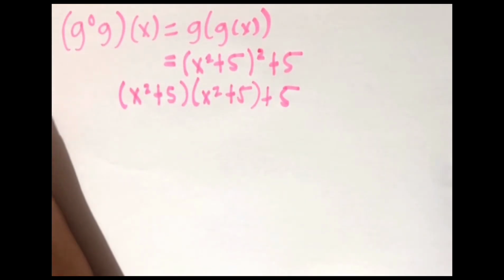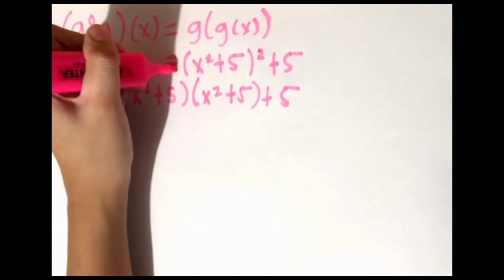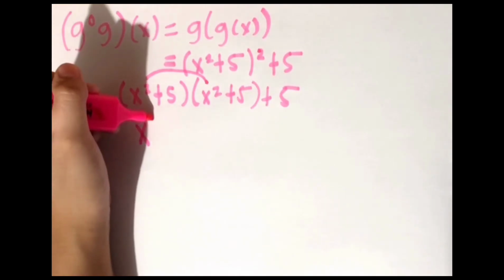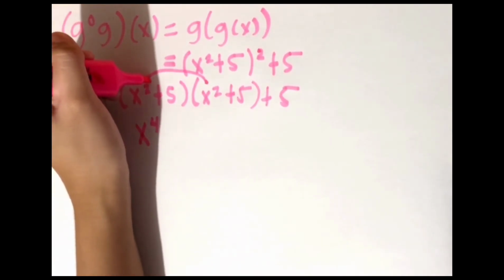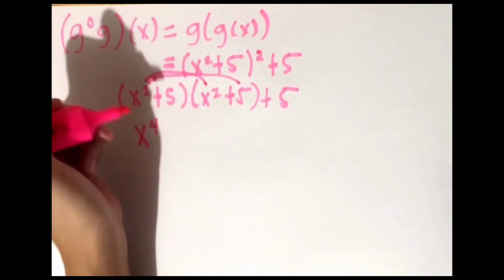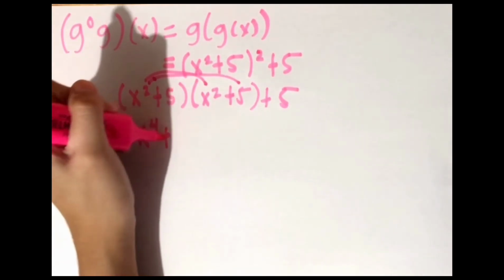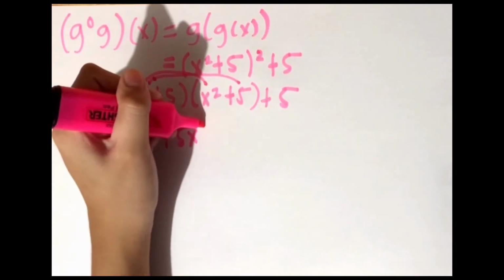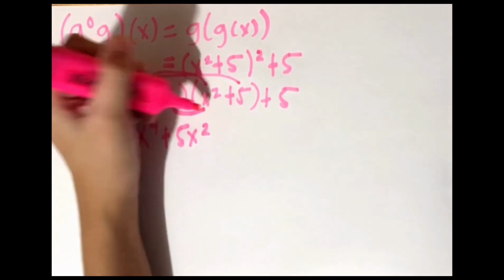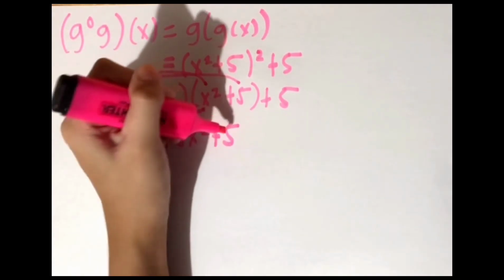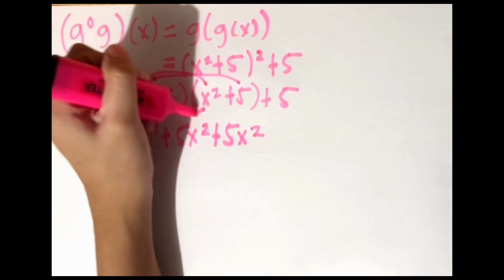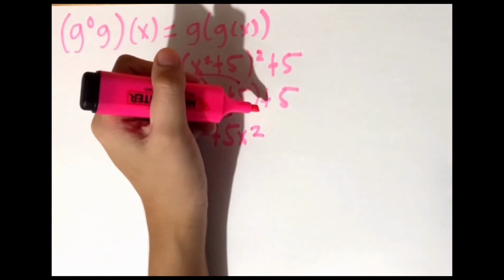Apply FOIL method. X squared times x squared is equal to x to the fourth power. X squared times 5 is equal to 5x squared. 5 times x squared is equal to 5x squared. 5 times 5 is equal to 25.